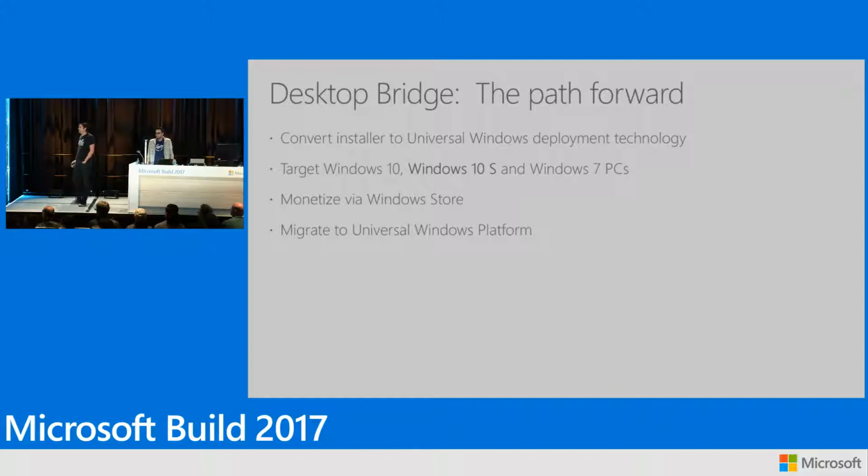It lets you put things in the store, and it lets you target more of our devices, including, how many people heard the announcement of Windows 10 S? Yeah, so Windows 10 S will only let you run apps from the store. Well, guess what? If you currently have a desktop app and you're deploying it from some website or something, you can't target users that are running Windows 10 S. The desktop bridge is a way for you to very quickly and very easily start targeting those users while you can go ahead and modernize your application slowly over time.